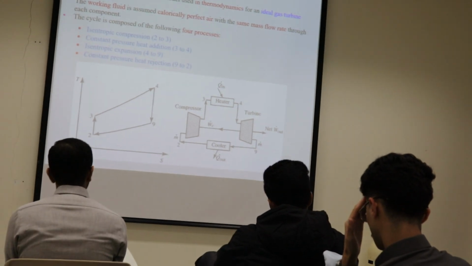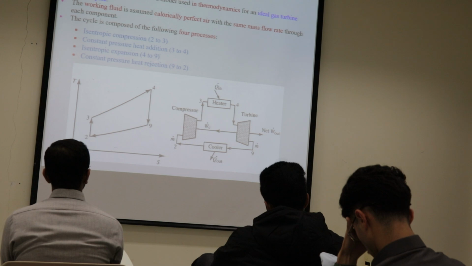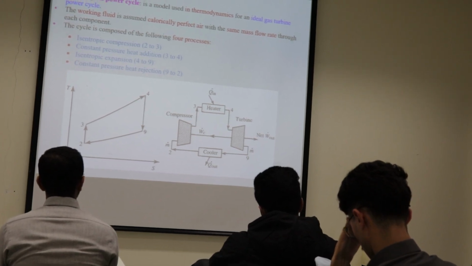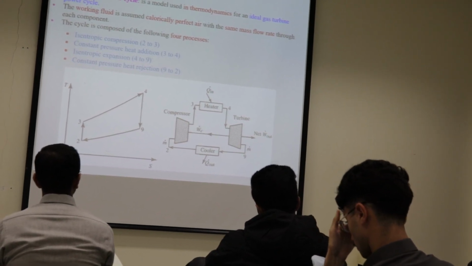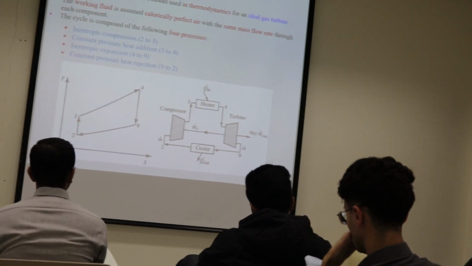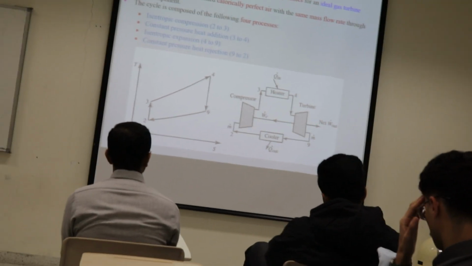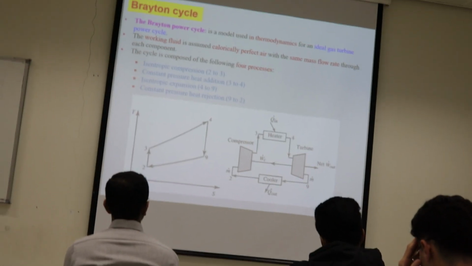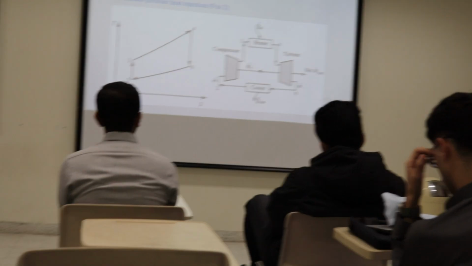Look at section from 4 to 9. This is expansion where? It should be in the turbine. Do we have other expansion? Where? In the nozzle. So 4 to 9 is the expansion. So we are representing the whole jet engine in this situation.